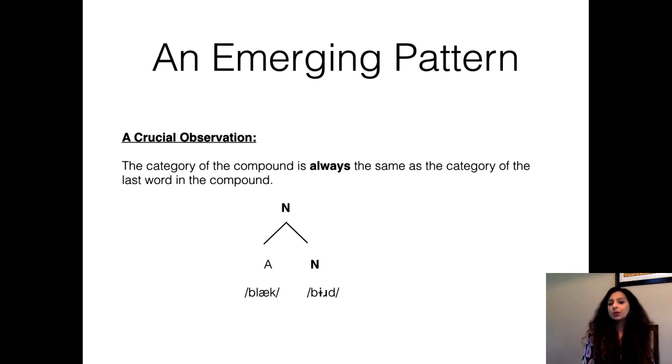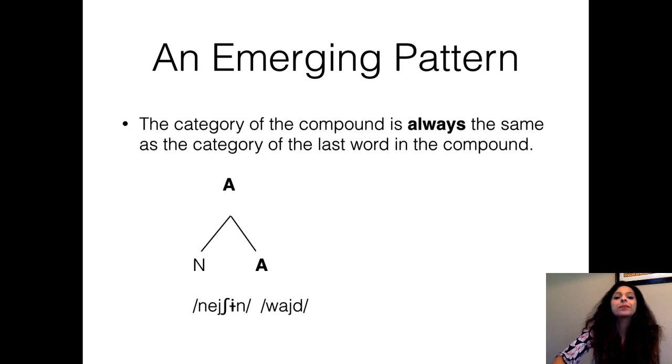So the crucial observation is that the category of the compound was always the same as the category of the last word. So in some sense, you can see a blackbird is a kind of bird, not a kind of black, right? So that's what we are trying to establish over here. And nationwide, again, is a kind of wide, right? Not a kind of nation, for example, right? It's across the nation, right? In that sense of wide.